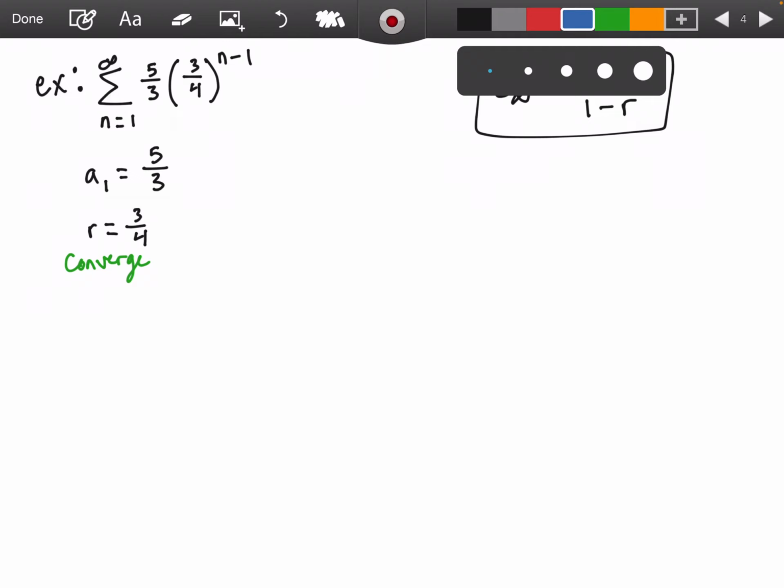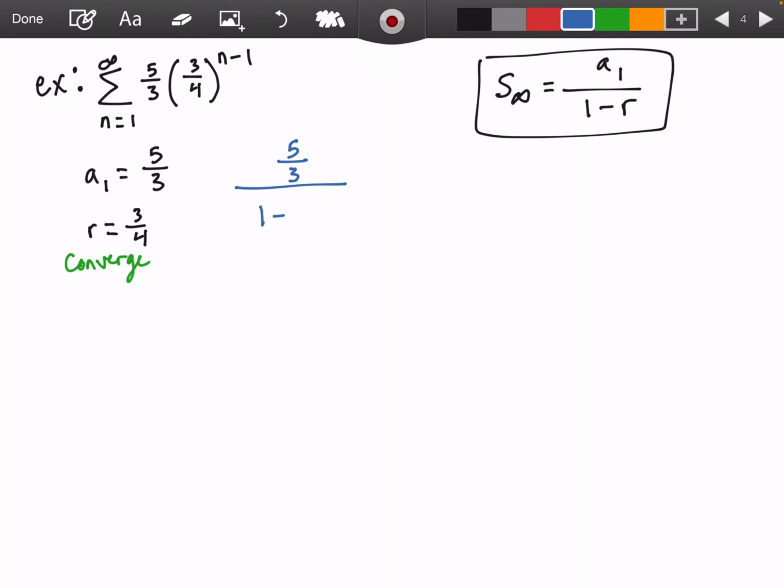And so I'm just going to plug it into this formula over here that we have. So this is 5/3, which is a1, divided by 1 minus 3/4. And now we just need to know some order of operations here. 1 minus 3/4 is 1/4. And to divide fractions, we keep the first and take the reciprocal of the second, and now we just multiply them together. That's it.